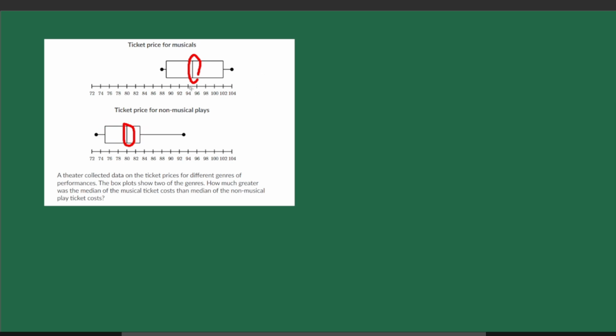So let's see what this points to. This is roughly 95, and this is approximately 80, right? So it's asking for the difference. How much greater was this than this? So we're going to do 95 minus 80. That's going to give me 15.